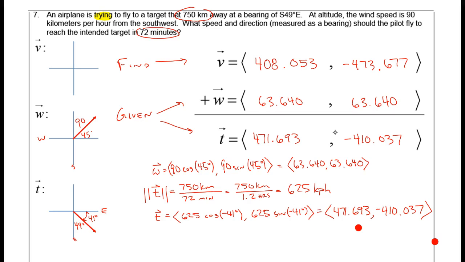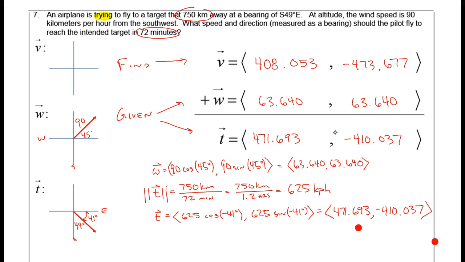And this is actually a calculation that airlines use to get to their intended target. Now, they don't do it by hand like we're doing. They probably use a sophisticated computer algorithm and GPS, etc. But back in the day, this is how they did it.